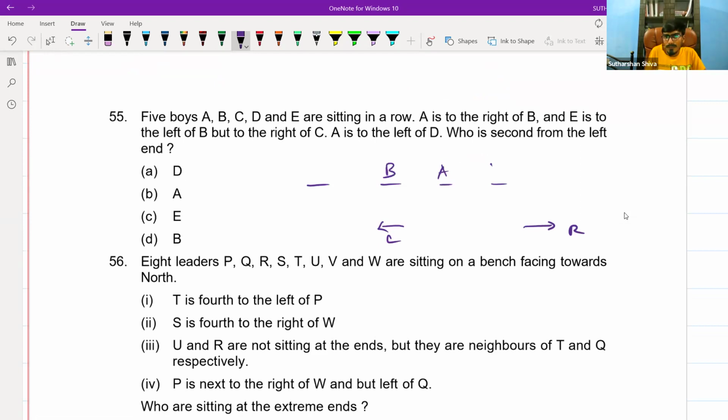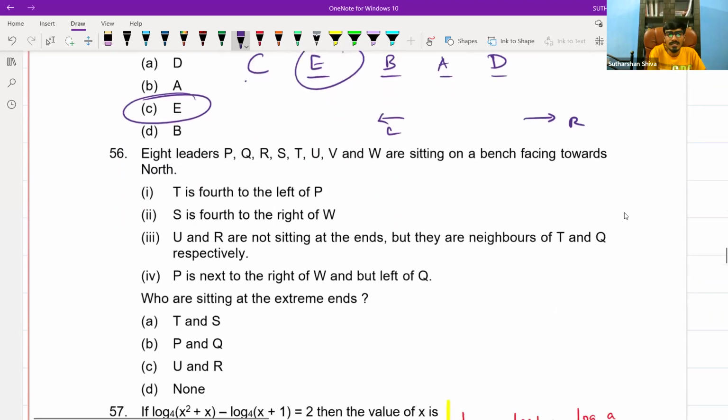Only A. Fine. And E is to the left of B. Fine. But to the right of C. C is right. A is to the left of D. D's left is A. Fine. Who is the second from the left end? This is a left end. Who is the second? A. Sorry, E. Option C is your answer.